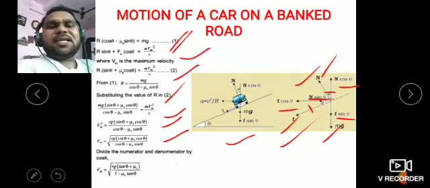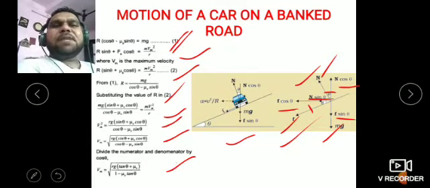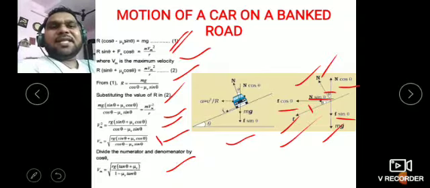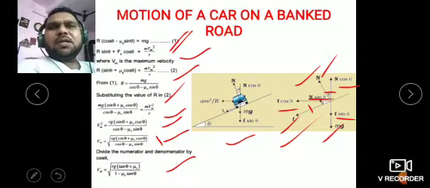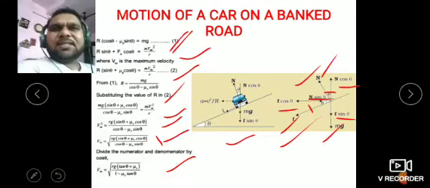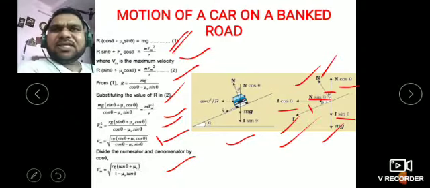What is to be noticed here? In the previous case, we got v_m = under root r g tan theta. But in this equation, what are we getting? In this equation, the maximum possible speed will be higher than in the case of a level road. So that means on a banked road, a car can travel with higher speed in comparison with a level road. So banking helps in improving the maximum speed at which a car can travel without skidding.